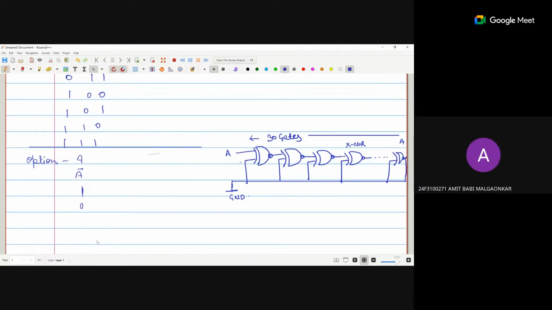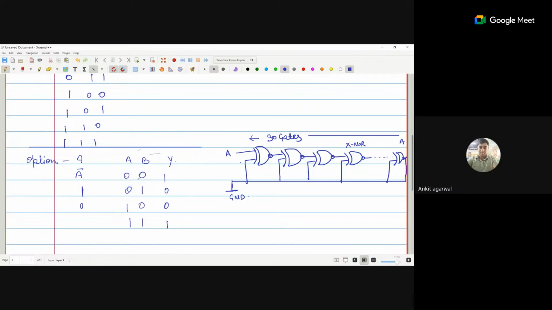I will get A. Okay. Yes, sir, we'll get A, because for even we get A and for odd we'll get A bar. Okay. So basically the XOR gate, if we have two inputs A, B and output Y: 0, 0, 0; 0, 1, 1; 1, 0, 1; and 1, 1, 0. Okay, we are getting 0, 1, 1, 0.